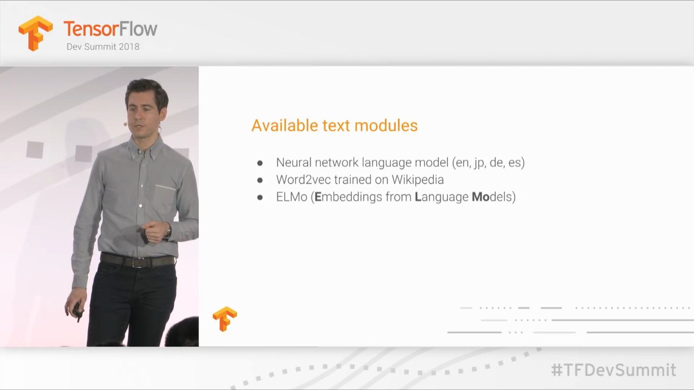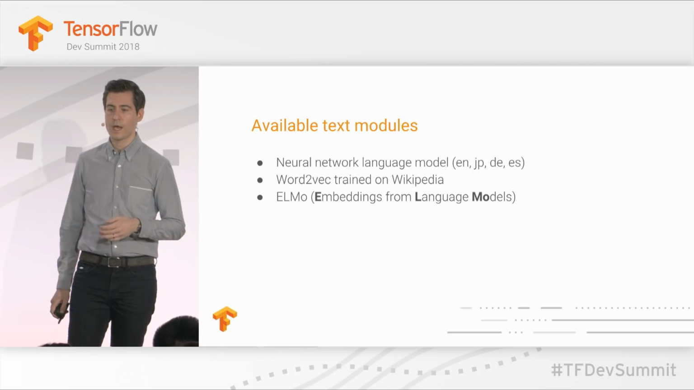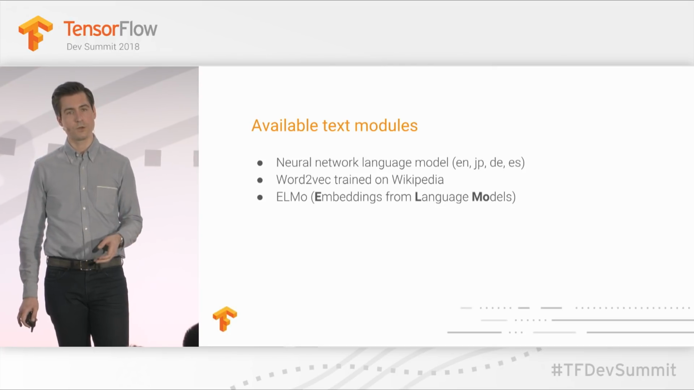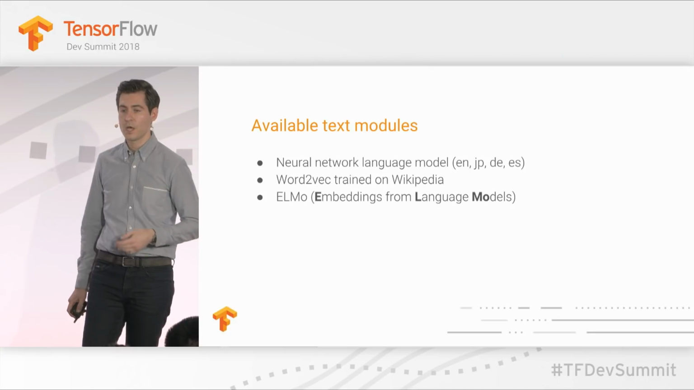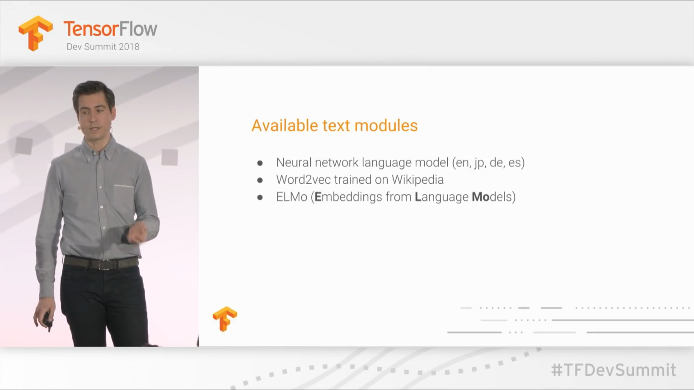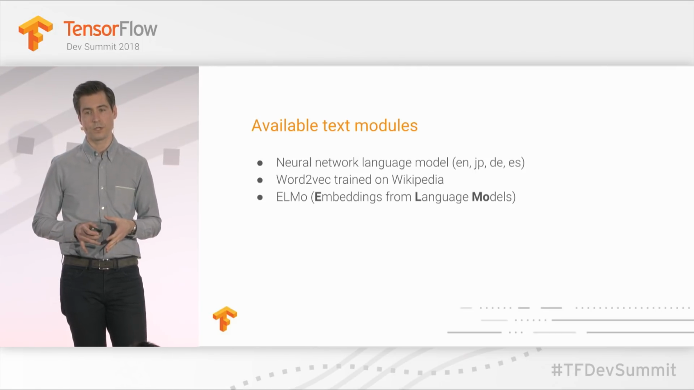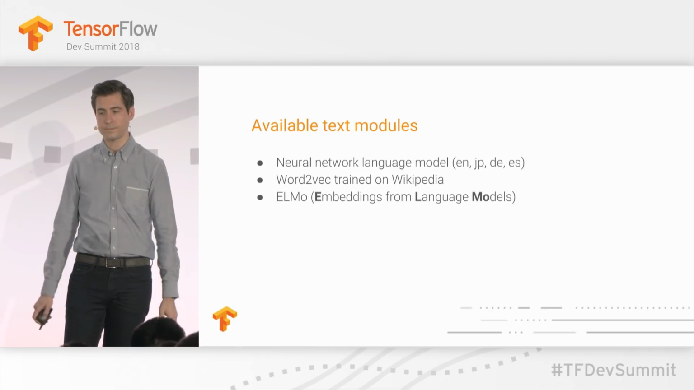And just like for the image modules, tensorflow.org/hub lists a number of different text modules. We have neural network language models that are trained on GNUs for English, Japanese, German, and Spanish. We also have Word2Vec models trained on Wikipedia, as well as a new module called Elmo that models the characteristics of word use and how those uses vary across context.